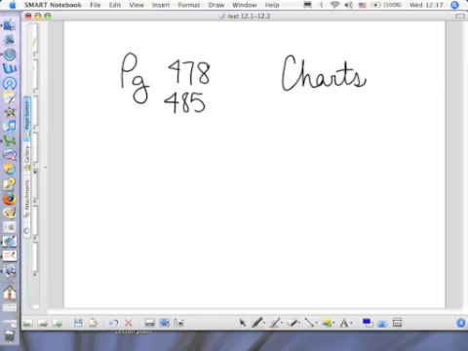Okay, the charts that we did for homework on page 478 and 485. You will have charts similar to those.